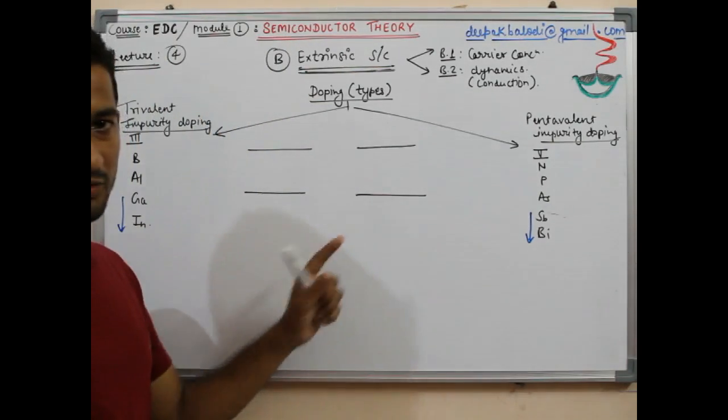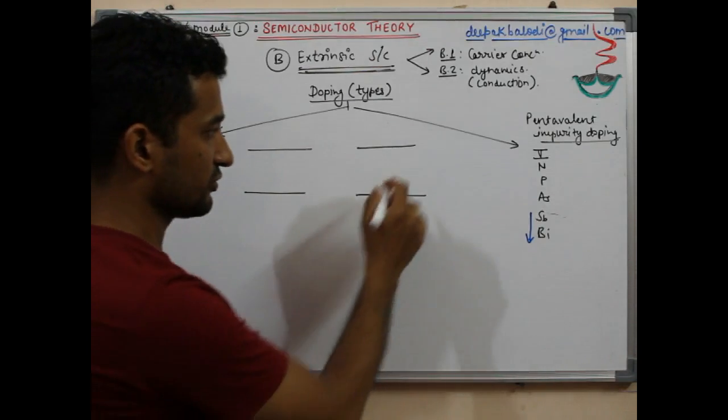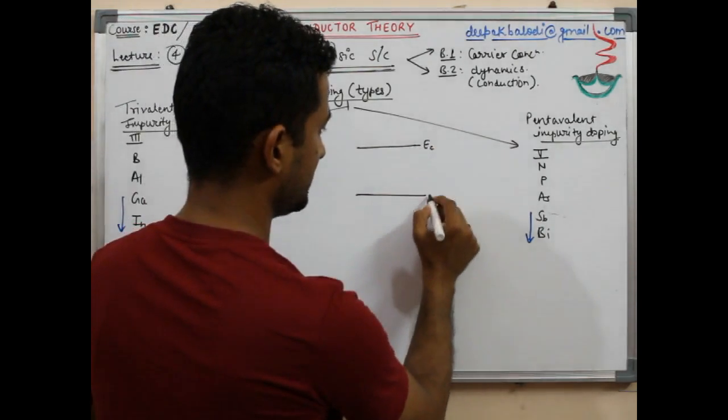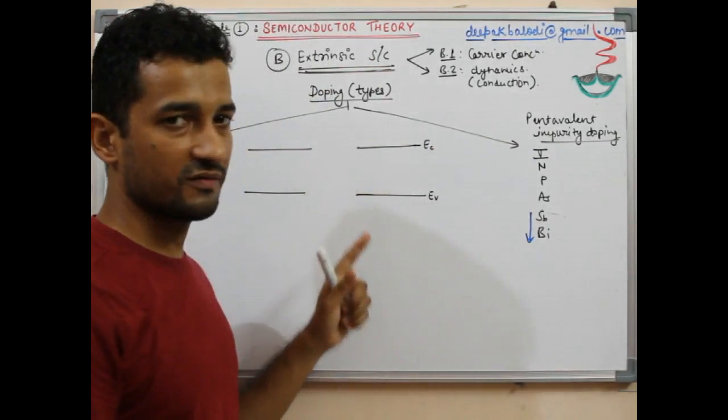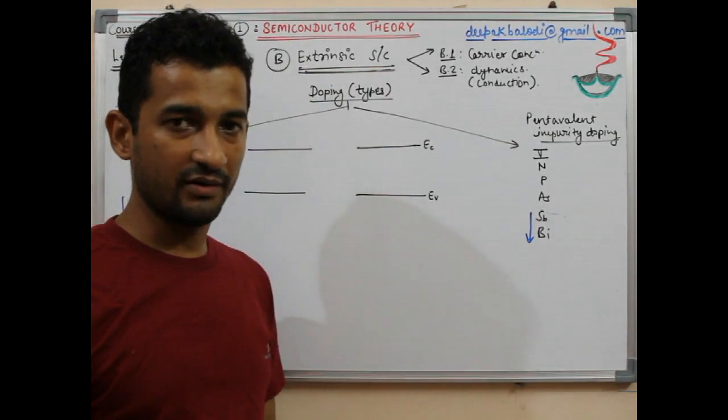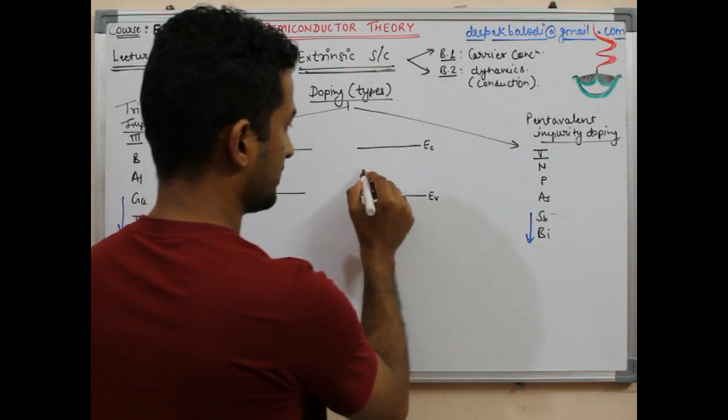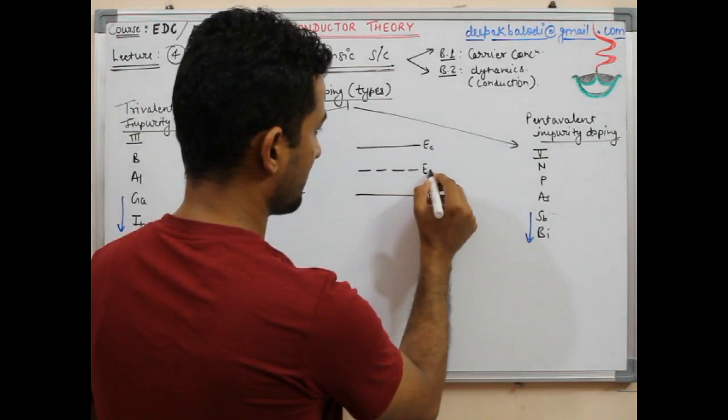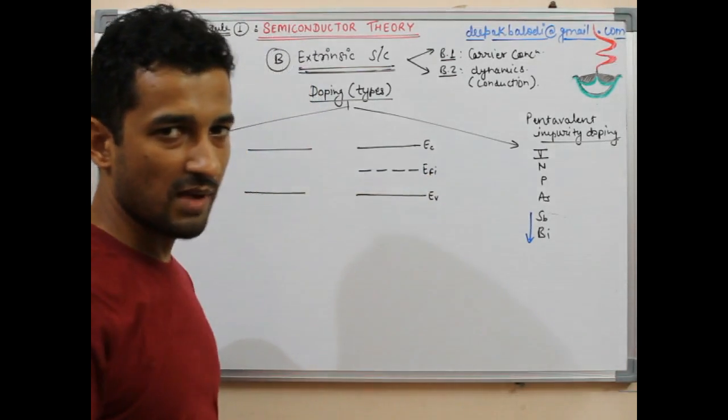So there are two different cases. So please consider one case at a time. Let us come to this case: EC, EV, this is the energy band diagram of silicon, so far intrinsic silicon only. And there is some intrinsic Fermi level, EFI, exactly lying in between the band gap.